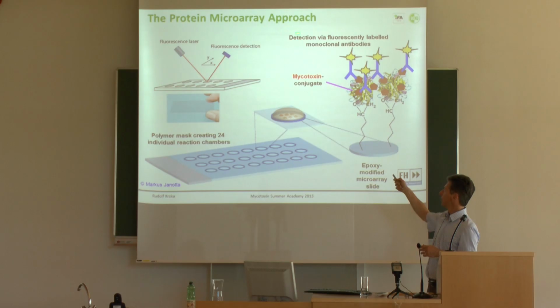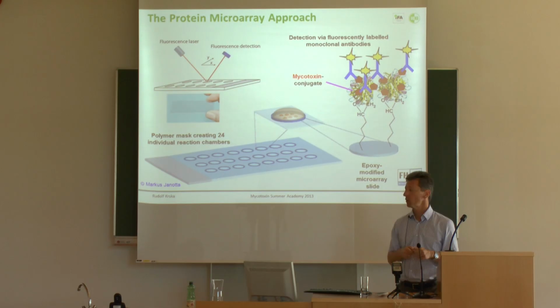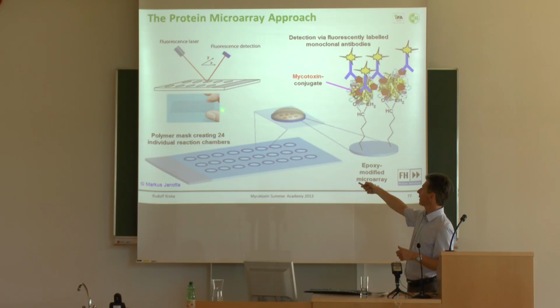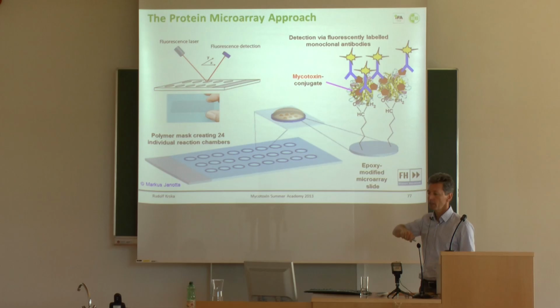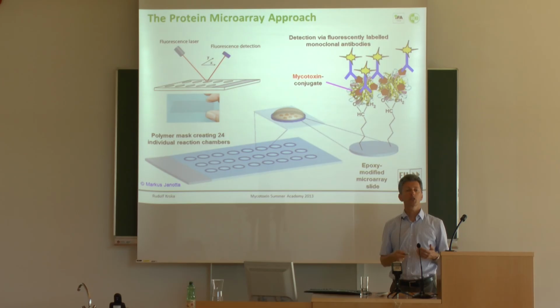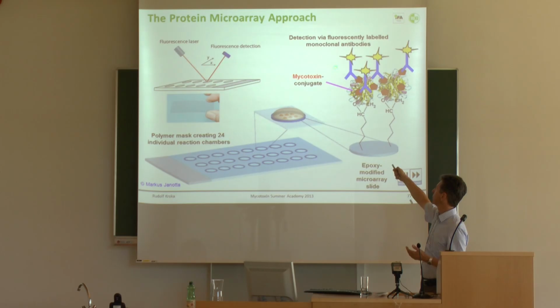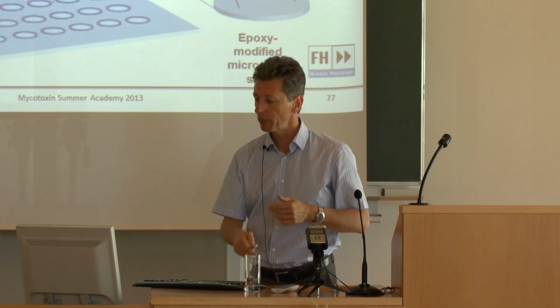These antibody-based systems can also be integrated in so-called microarrays. You can imagine a glass slide like this, which contains 24 individual reaction chambers. Each of these chambers contains epoxy-modified glass areas with the antigen, the mycotoxin, coupled to a protein. And again, you have antibodies labeled with a fluorescence dye. Once there is mycotoxin in your sample, these antibodies will compete with the same mycotoxin in solution and the mycotoxin immobilized to this glass slide. Again, the more mycotoxin there is in solution, the fewer of these fluorescent labeled antibodies will reach the surface, and this gives different light intensities, which you can measure with an appropriate detector.